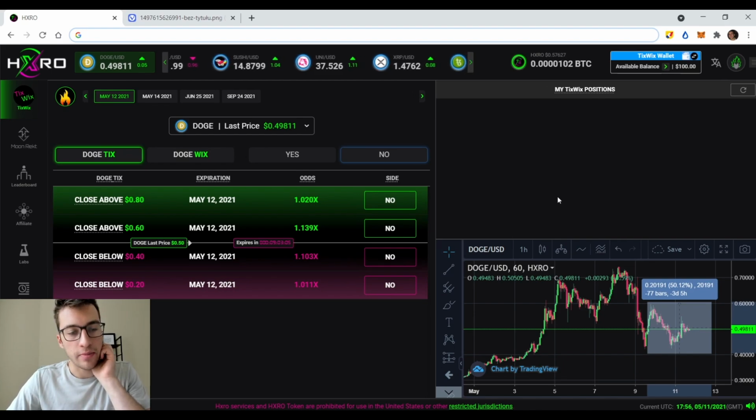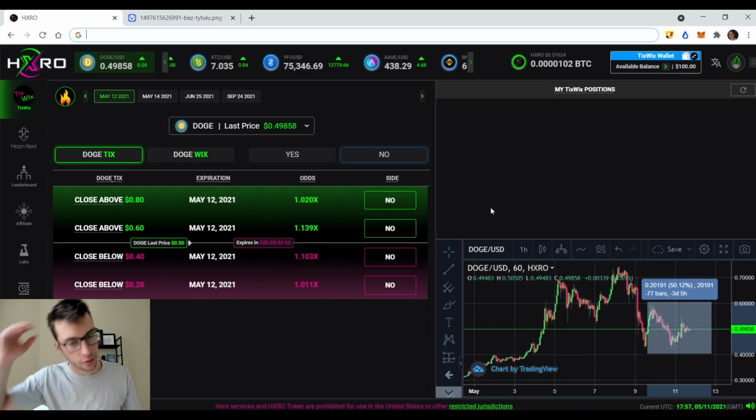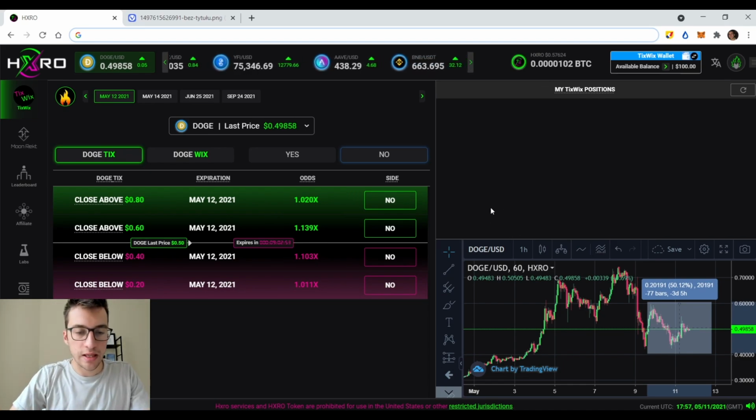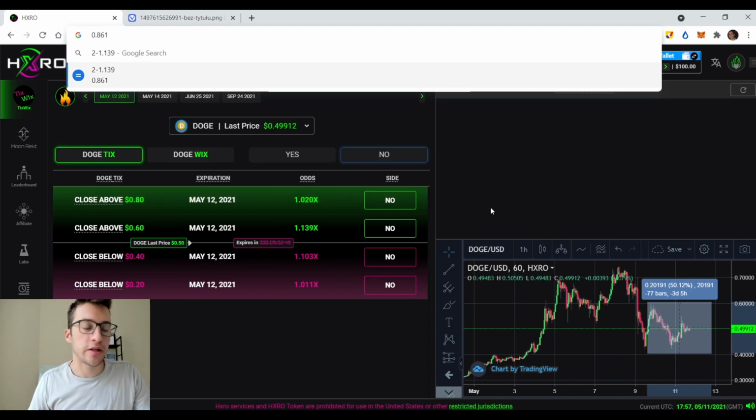Now, if price closes below 40 cents, then we lose this contract, but we profit on this one. So we make about 1.139. So that would be this. So we would lose 0.861.